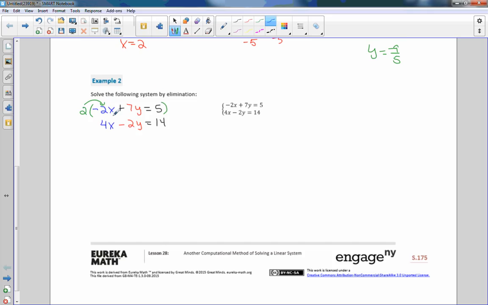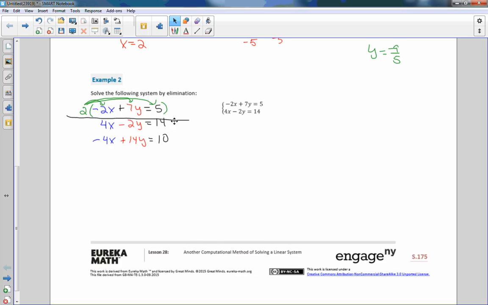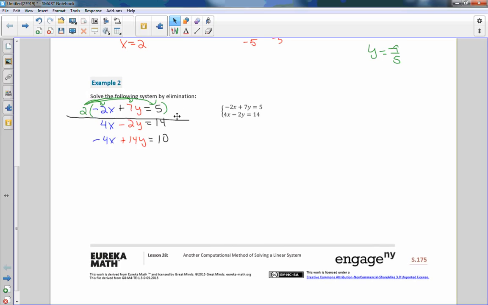So if I multiply this now, I'll do the colors as well. 2 times a negative 2x is, and I'll write it down here, negative 4x. And then when I multiply 2 times 7y, I get a positive 14y, equals, and when I distribute the 2 over to this 5, I get 2 times 5, which is 10. Equals 14 plus 10 is 24. Divide by 12, divide by 12. These cancel, y equals 2.